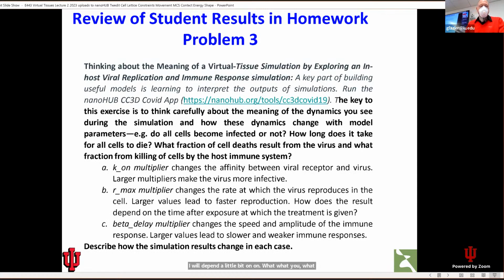All right. Did anybody try problem number 3? I think last year some people had that model crash on nanoHUB. I don't know if people were able to run it. How many people were able to get it to run? All right. Does anybody want to talk briefly about their results?